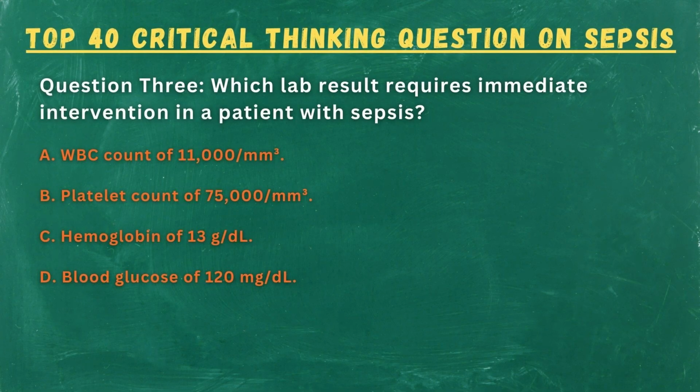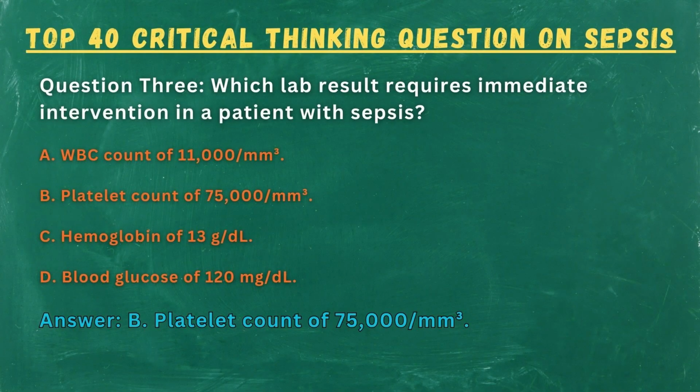Question 3. Which lab result requires immediate intervention in a patient with sepsis? A. WBC count of 11,000/mm³. B. Platelet count of 75,000/mm³. C. Hemoglobin of 13 g/dL. D. Blood glucose of 120 milligrams per deciliter. Answer. B. Platelet count of 75,000/mm³.